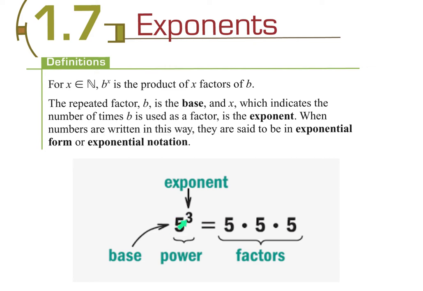5 is the base, 3 is the exponent. This is considered a power, 5 to the power of 3. All right? What it means is I'm going to take the base and multiply it by itself this many times. So 5 to the third power means 5 times 5 times 5, or 5 cubed. Base is my 5, exponent is my 3.